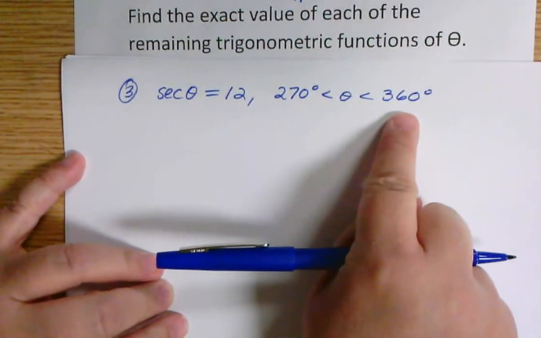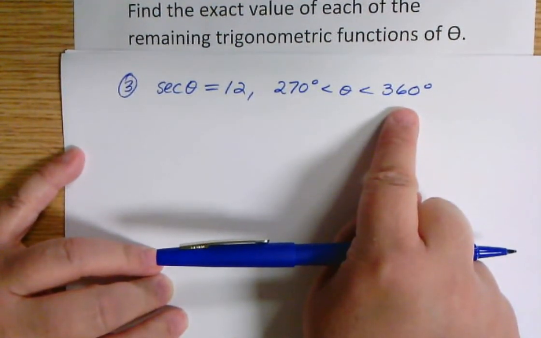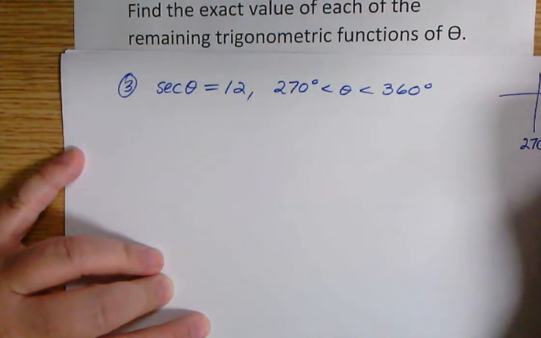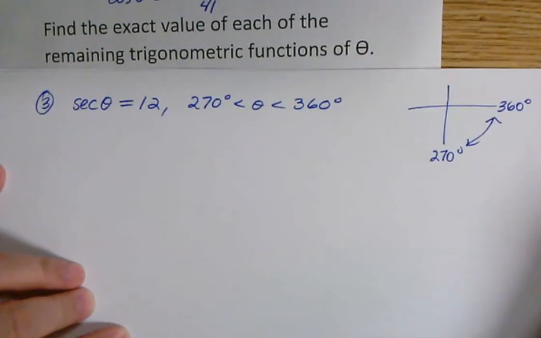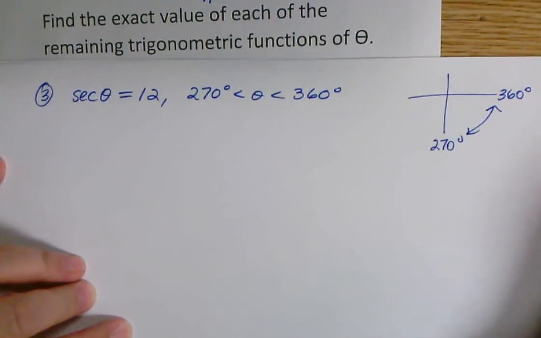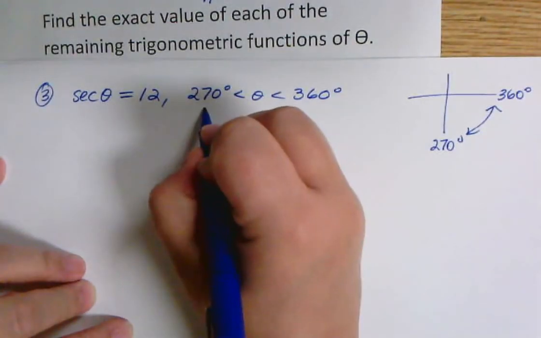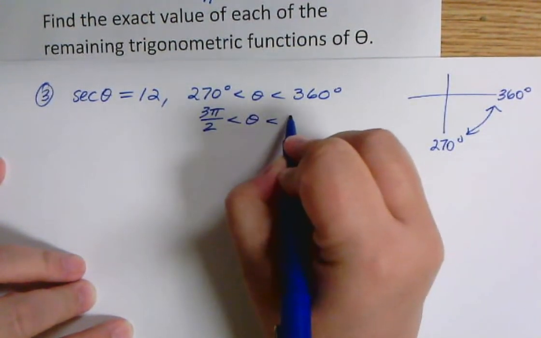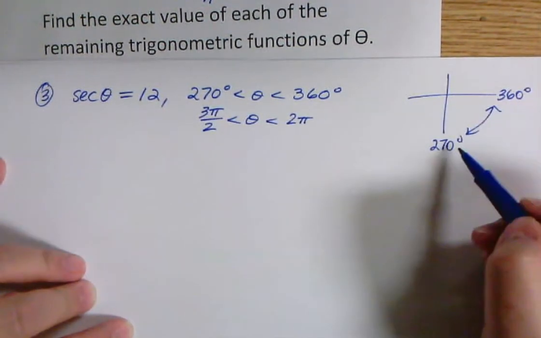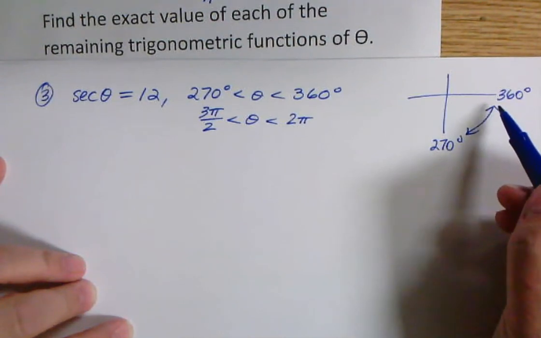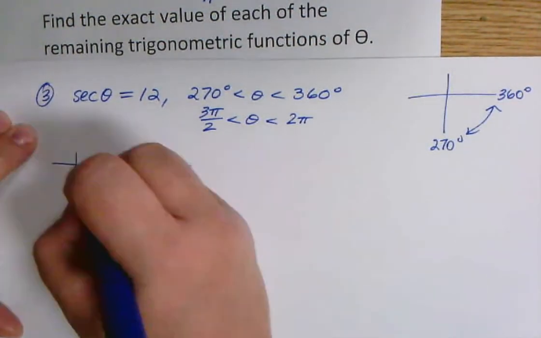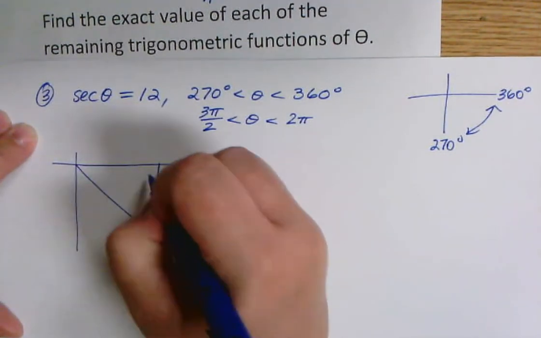This is just a fancy way of saying I'm in the fourth quadrant. Because here is 270, here is 360, we're saying that we're between them. It could also be said this way: 3 pi over 2 is less than theta, which is less than 2 pi. Same exact thing. It's just a way of saying I'm in the fourth quadrant. So let's draw our triangle in the fourth quadrant.